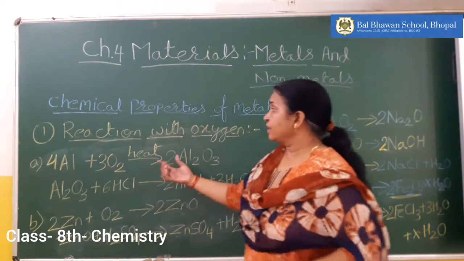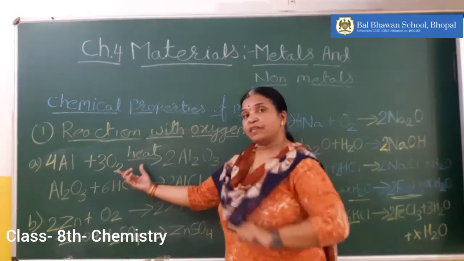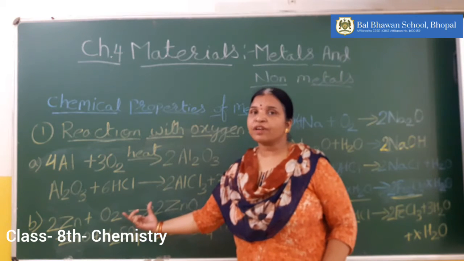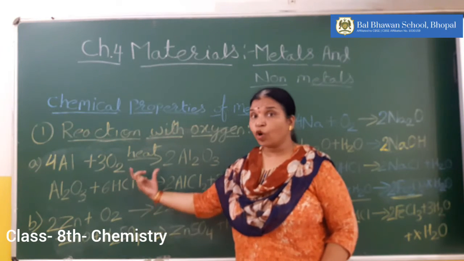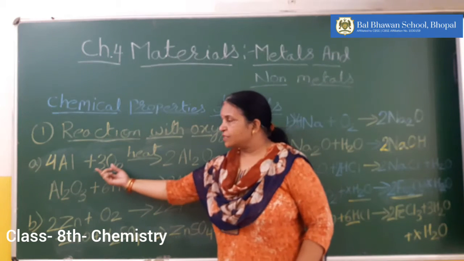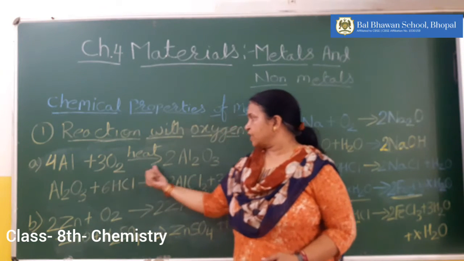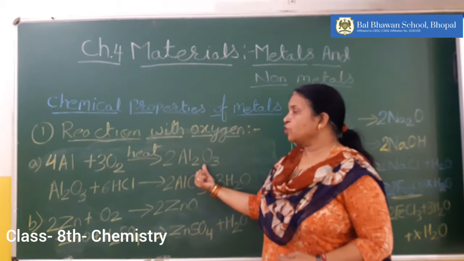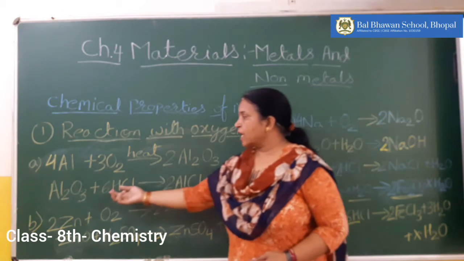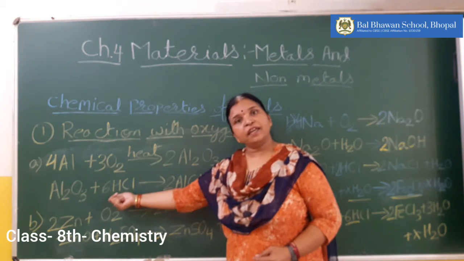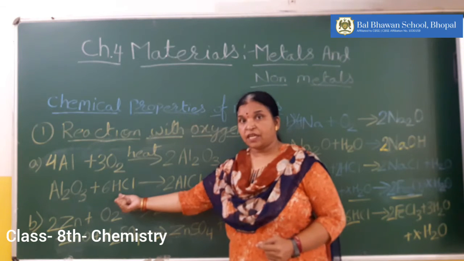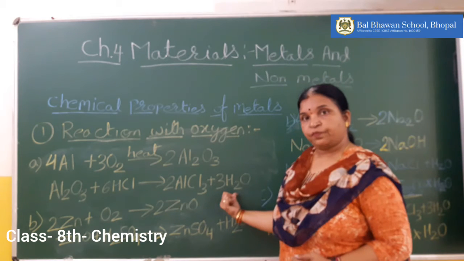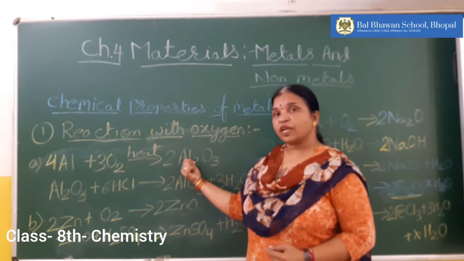Okay. In this regard, I will take the metals aluminium and zinc. They are considered moderately reactive. They are not very reactive. So when aluminium reacts with oxygen, for that I have to heat it. Then it will produce aluminium oxide. This aluminium oxide, again I will mix it with hydrochloric acid. Then it will produce aluminium chloride and water. Okay, this will not get dissolved in water.